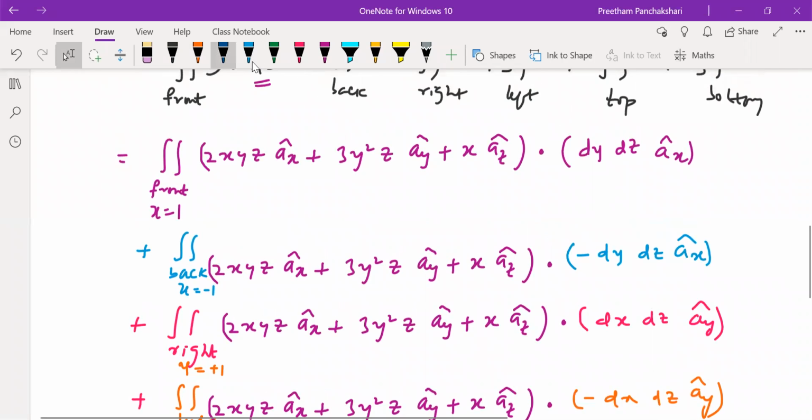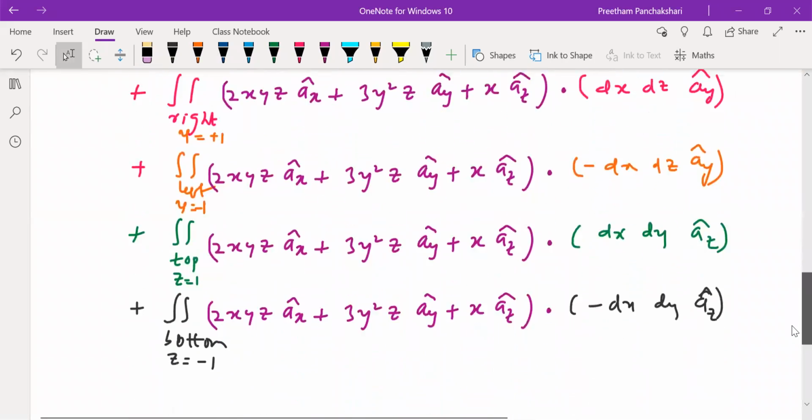Now if you observe carefully, in the first integral, look at this. The front face contains only a cap x component. So a cap x dot a cap x is 1, a cap y dot a cap x is 0, a cap z dot a cap x is 0. So only corresponding components exist in dot product. So in every integral, two components will be 0. So if you perform the dot product first, then we will get 2xyz into dy dz will be present in the first integral.